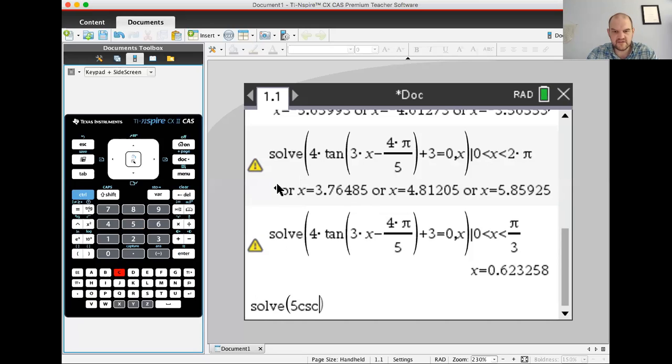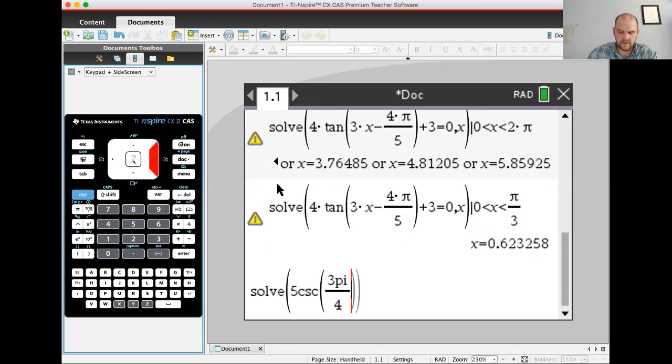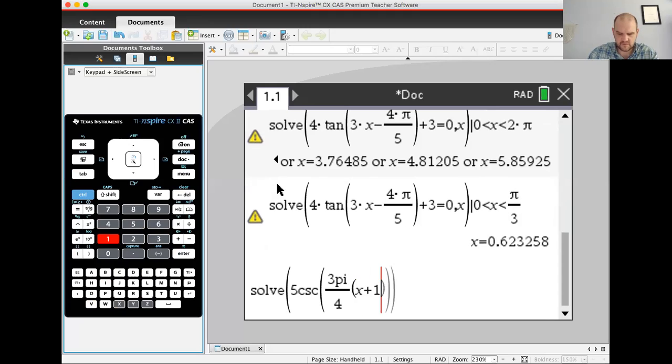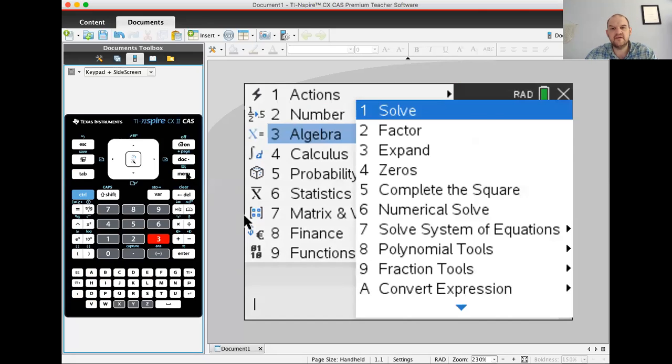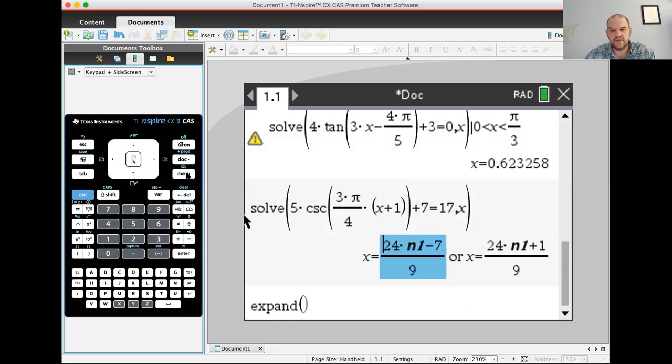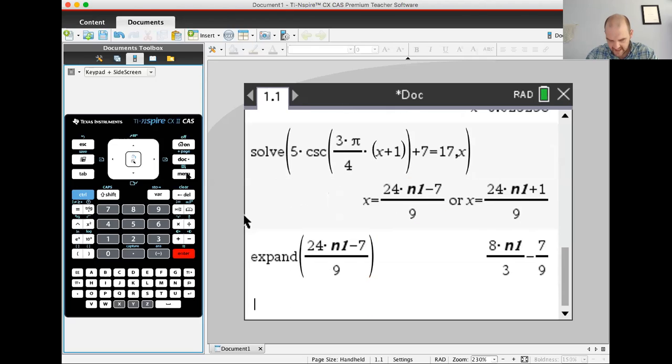Solve 5 cosecant of 3 pi over 4 times the quantity x plus 1, plus 7, equals 17 for x. All right, good. So what is happening here? I'm going to use expand, which is way faster to type. Menu 3, 3, and then I'm just going to pick this, press enter. So it gave me negative 7 over 9. Okay, that was one of the answers that I got. I thought that I'd gotten a different version. And then 1/9. So definitely got it.